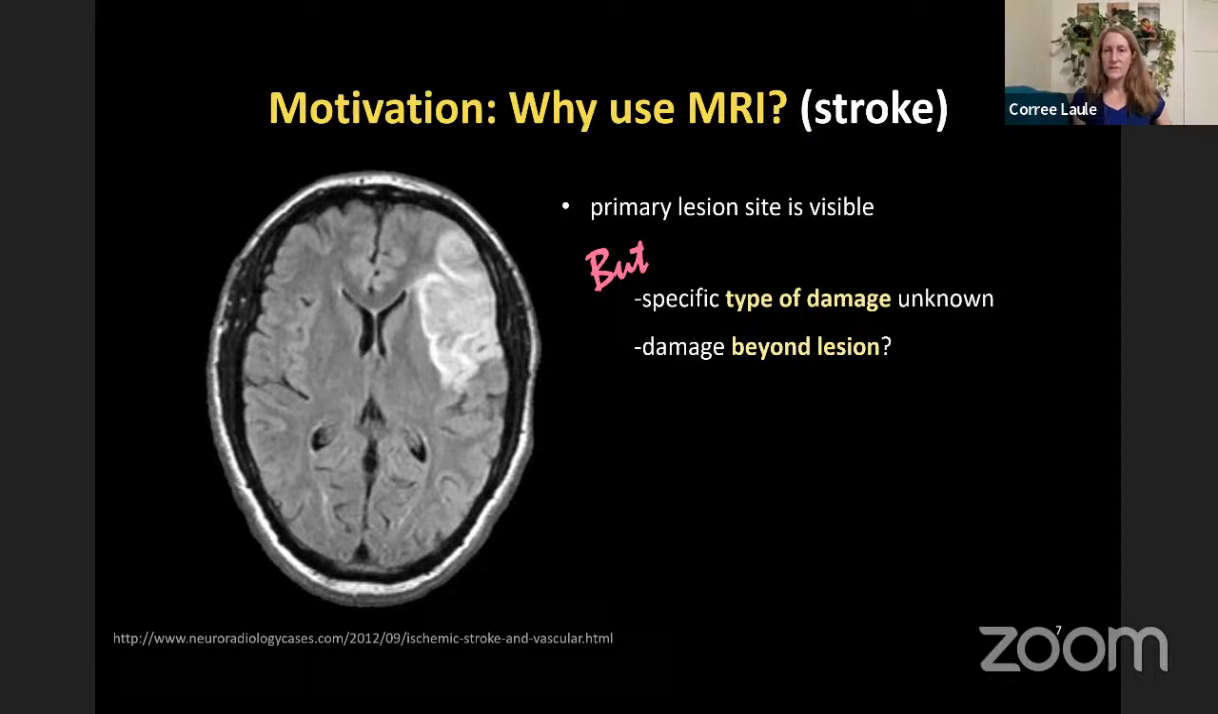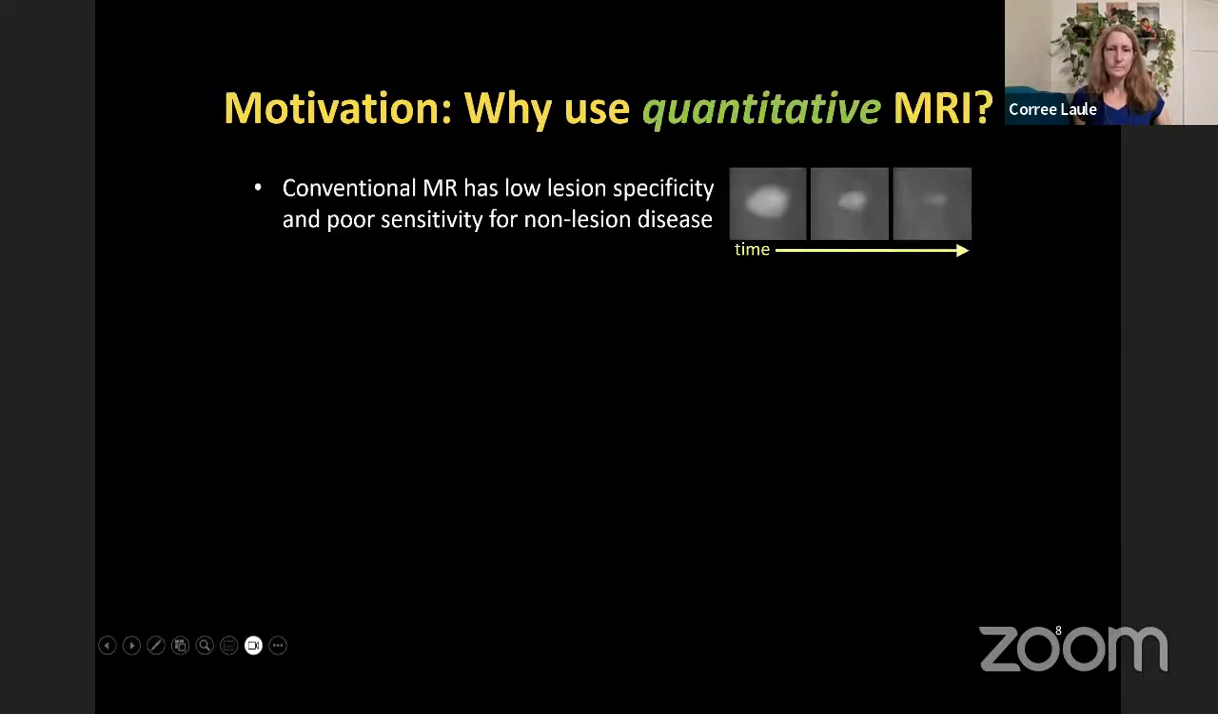Another example is stroke. You don't need to be a brain expert or a neuroradiologist to identify the right central area here where the stroke happened. That's the primary lesion site. But again, you can't tell from conventional imaging the specific type of damage that's happened inside that lesion. And also, what about the areas beyond this primary lesion that look fairly normal based on intensity? Is there damage happening there?